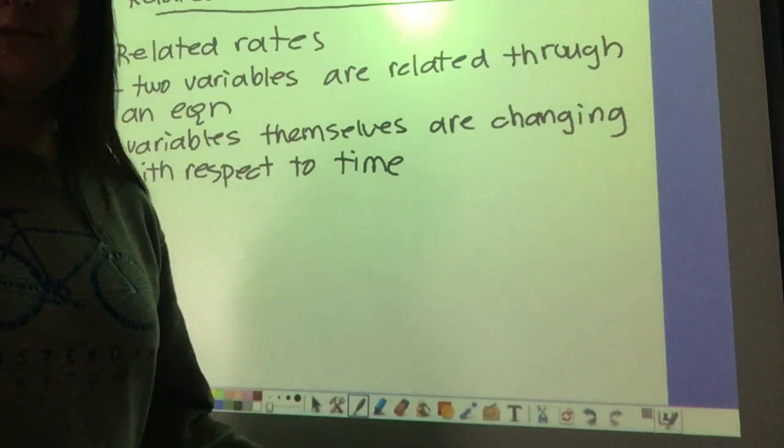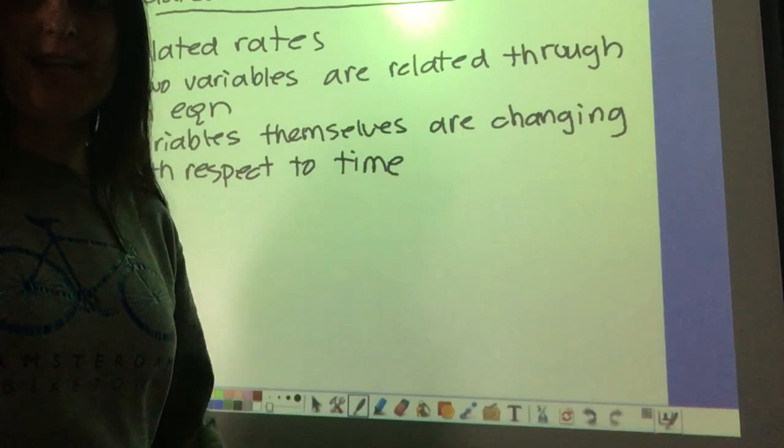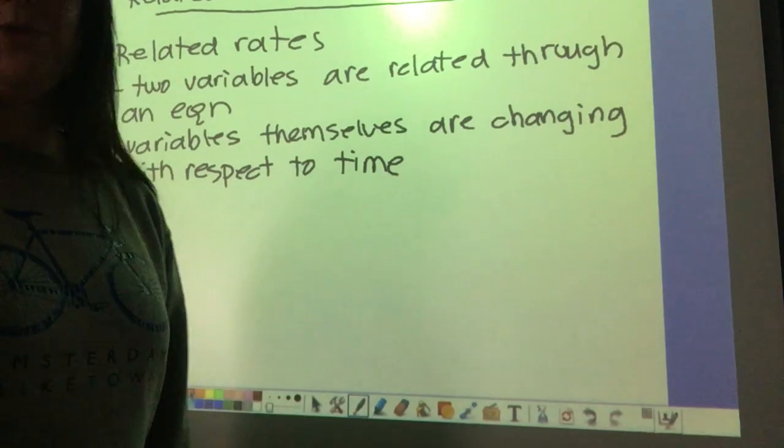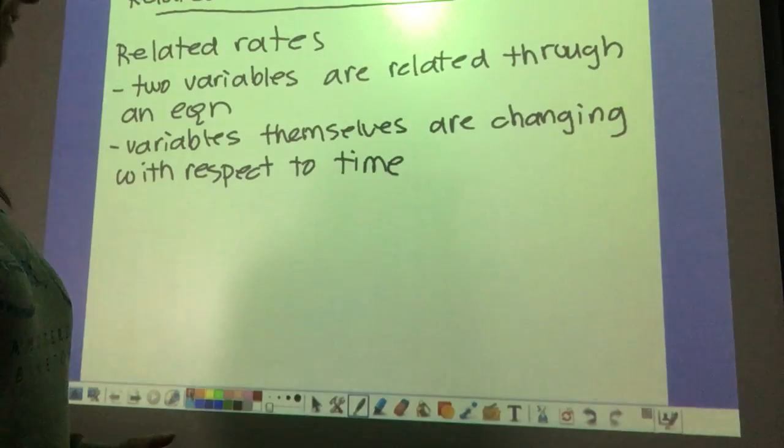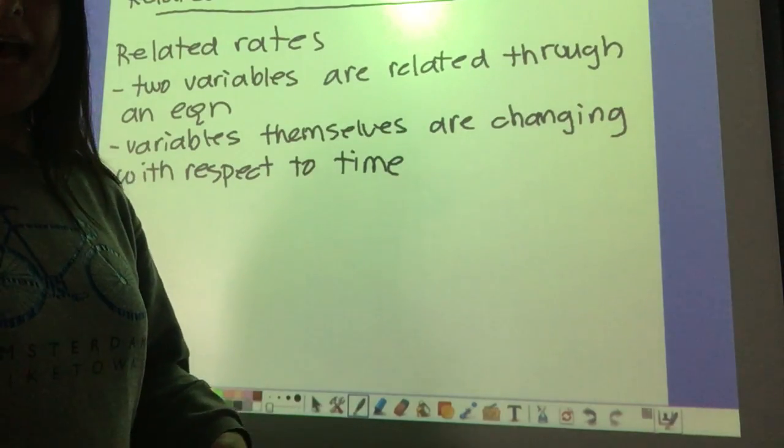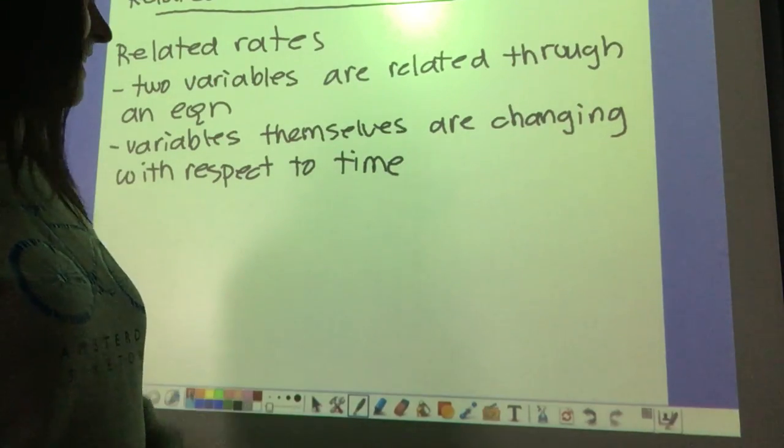So our first lesson was last week on the rectilinear motion. Hopefully that worksheet went okay. And then today we'll look at related rates problems. Again, there's nothing new. We already know our derivative rules. So we're just applying them in a different way.